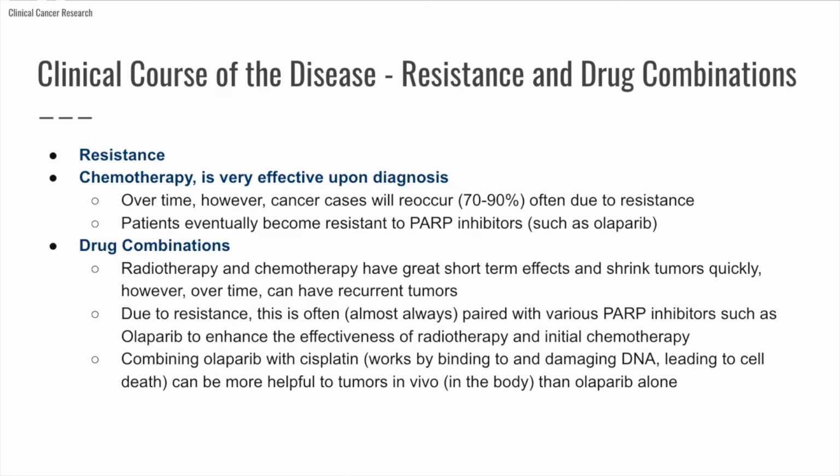Drug combinations: radiotherapy and chemotherapy have great short-term effects and shrink tumors quickly. However, over time, they can have recurrent effects. Due to resistance, this is often paired with various PARP inhibitors such as Olaparib to enhance the effectiveness of radiotherapy and initial chemotherapy. Combining Olaparib with cisplatin can be more helpful to tumors in vivo than Olaparib alone.